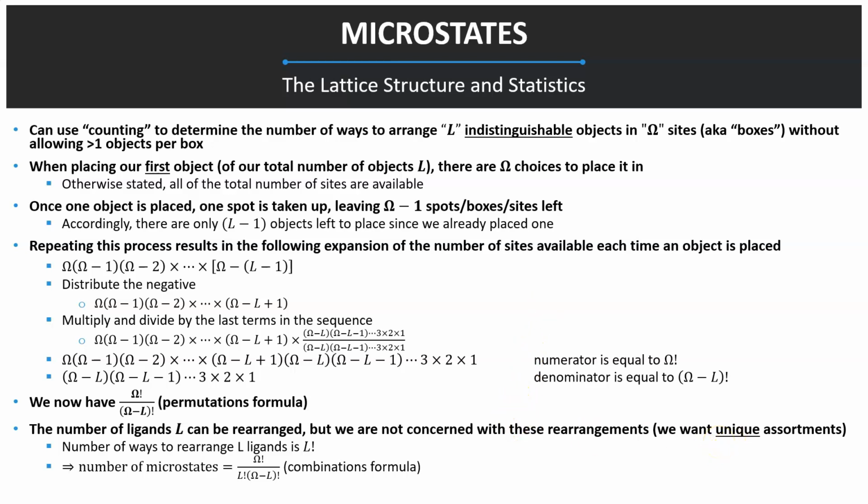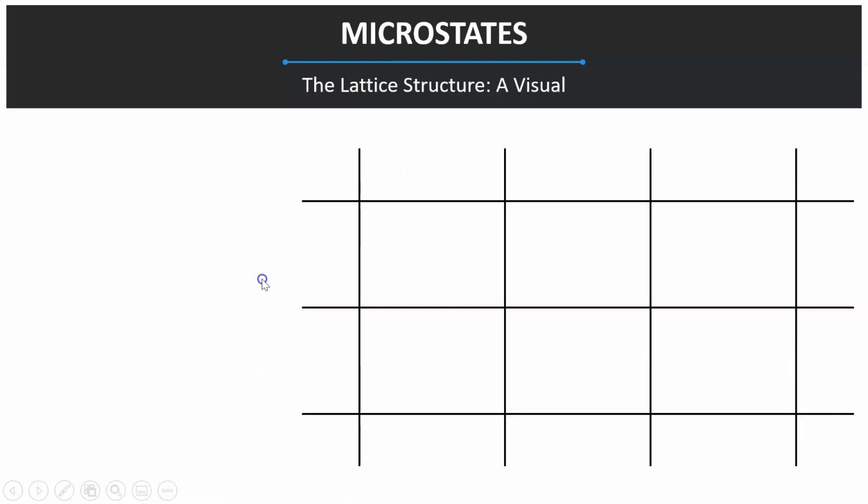With this in mind, we need to also divide by the different arrangements of L ligands, being of course L factorial. By doing so, our prior formula becomes this one shown here, which you should also recognize as the combinations formula. And just as a brief visual of the prior points, here is a quick grid of a sample situation.